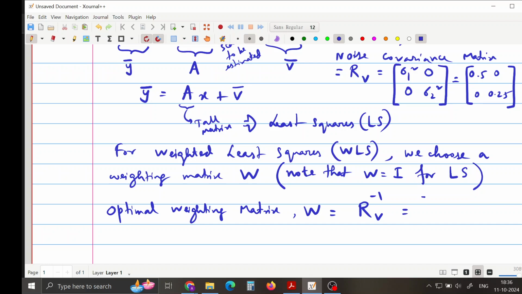Since this noise covariance matrix is a diagonal matrix, we can easily find its inverse. The diagonal elements will just be converted into their reciprocals and the rest remains the same. So this is basically 1 by 0.5, which is 2, and 1 by 0.25 is 4. The off-diagonal elements are 0.